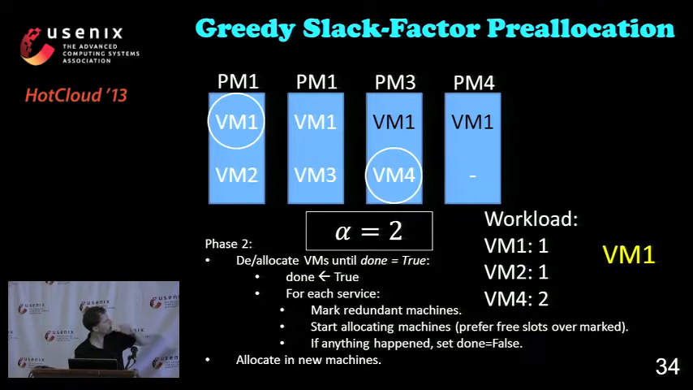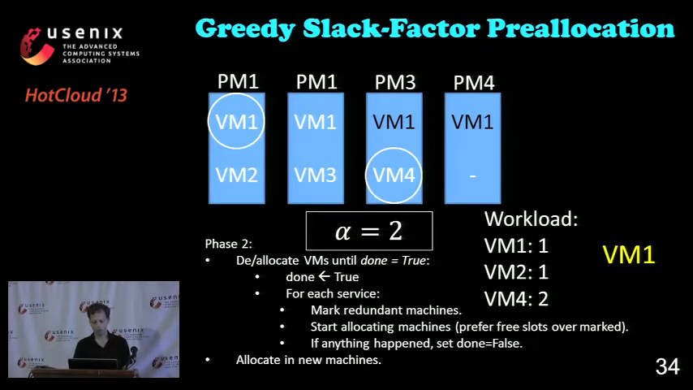So VM1 has 4 allocated machines. The workload is just 1. So we need 2 machines, so 2 of them are unnecessary. Now here we don't deallocate them. We keep them allocated, we just mark them as unnecessary for VM1, colored black here.